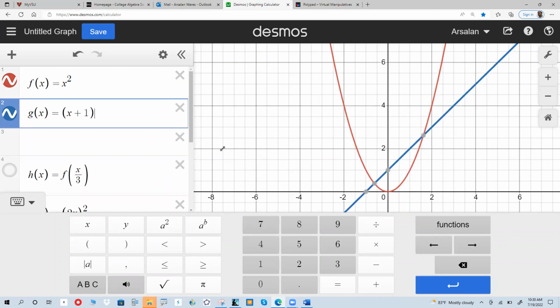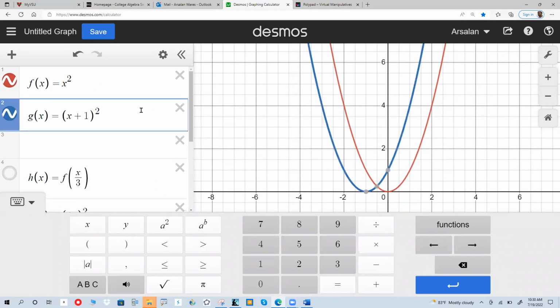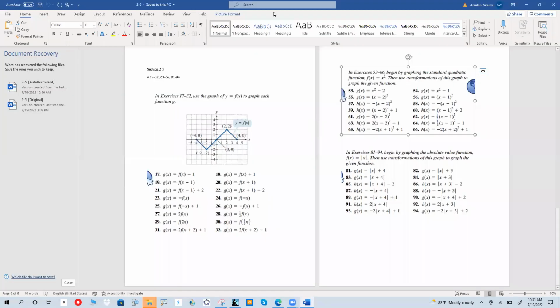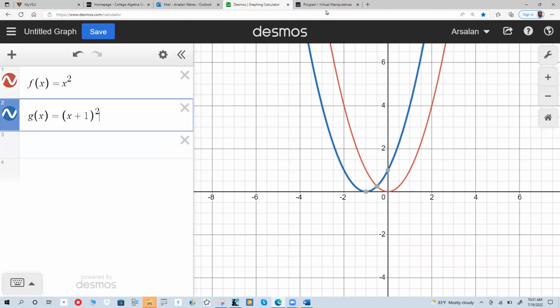When I do x plus 1 squared, I'm really replacing x with x plus 1. X squared, x plus 1 squared. I'm moving it 1 unit left like we predicted, right? Now I'm going to do the next one. I'm going to use the same blue function, bit by bit, so that you can see the steps.